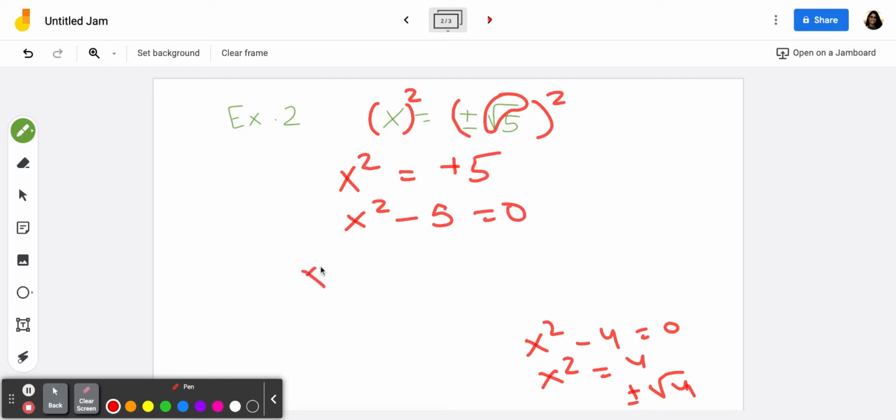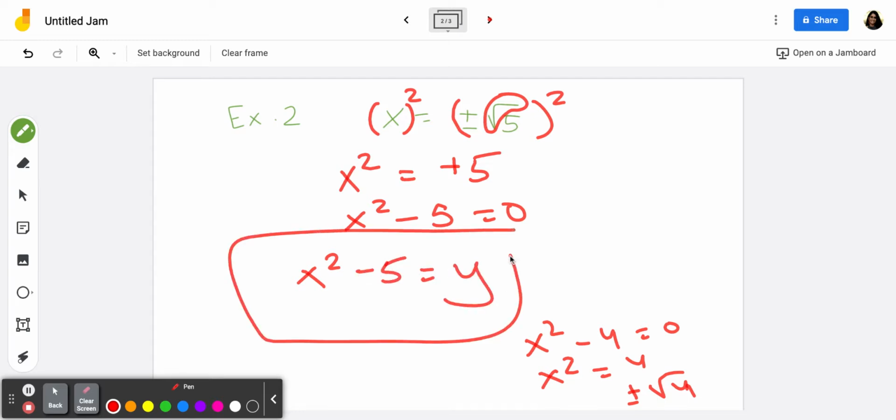Instead of writing it equal to 0, we're going to write it equal to y. This is standard form. We never wrote it in factored form because they're not perfect factors. You can't factor this. This would just be the answer.